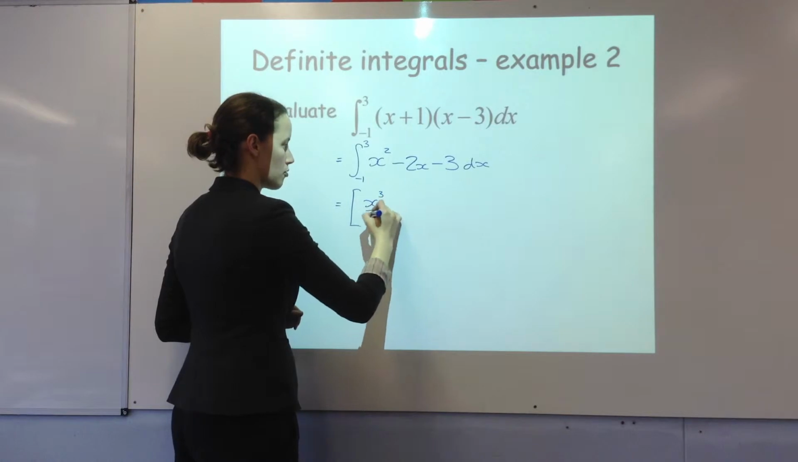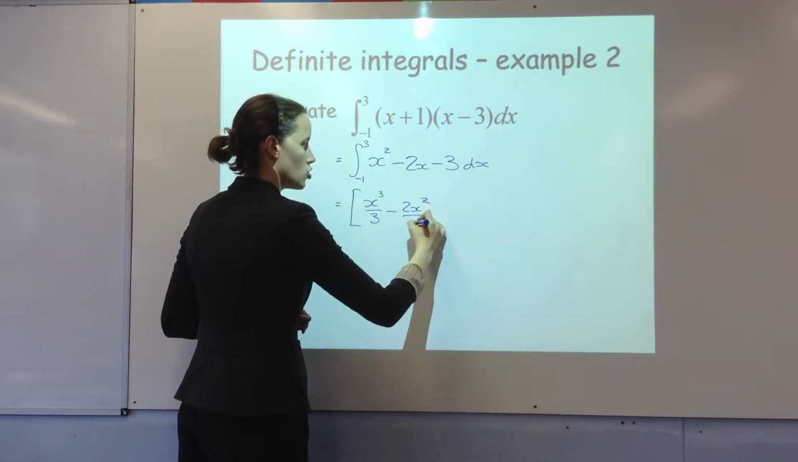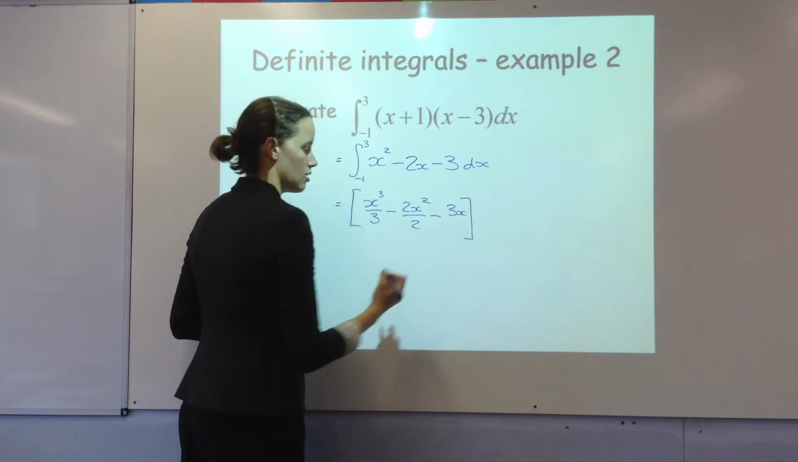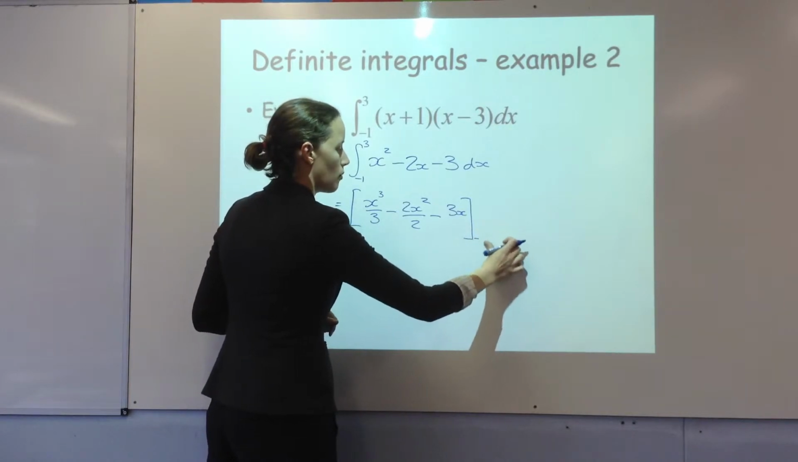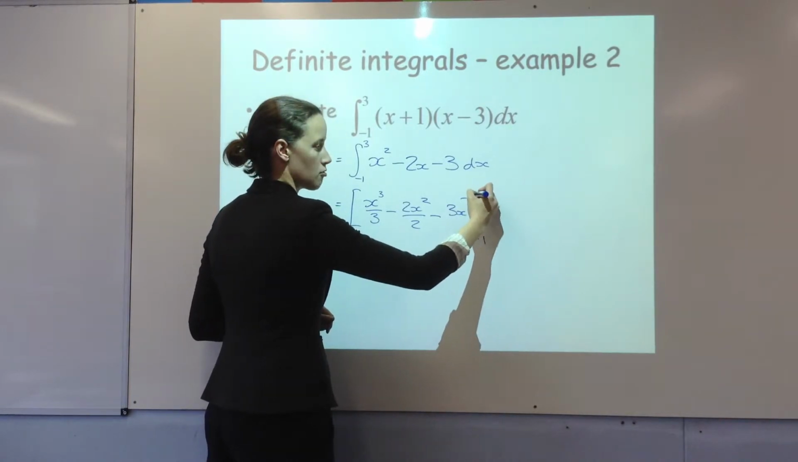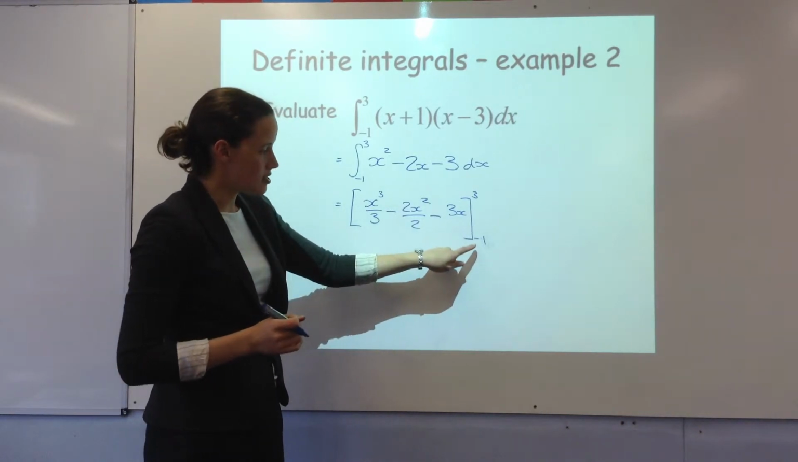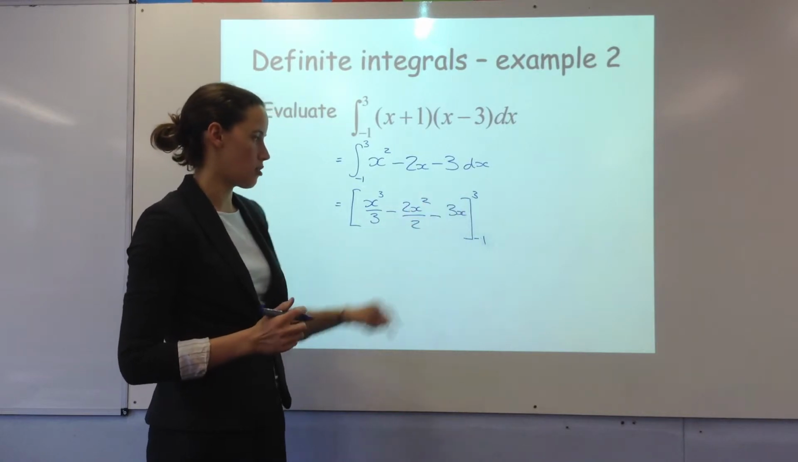x to the power of 3 over 3 minus 2x squared over 2 minus 3x. Remember, no need for the c. It's a definite integral from minus 1 up to 3. Okay, so now I've integrated it, and I still need to use our limits of integration from minus 1 up to 3.